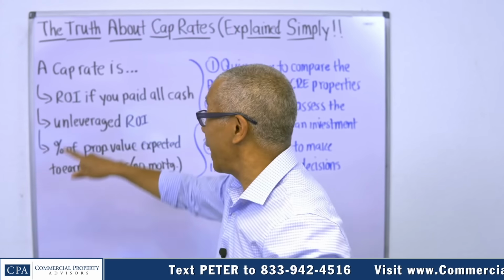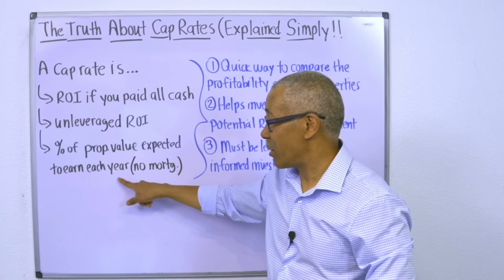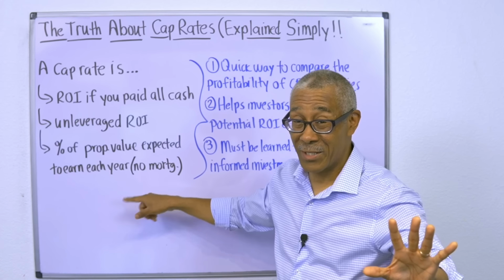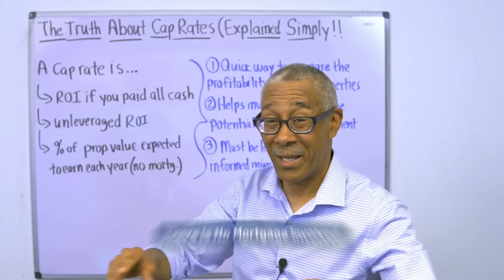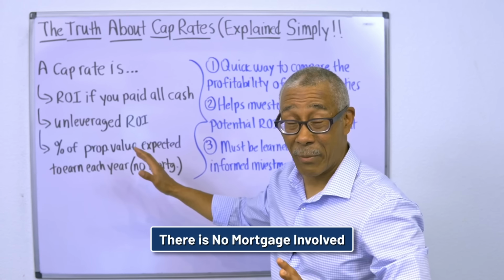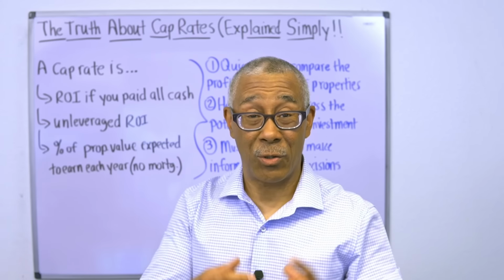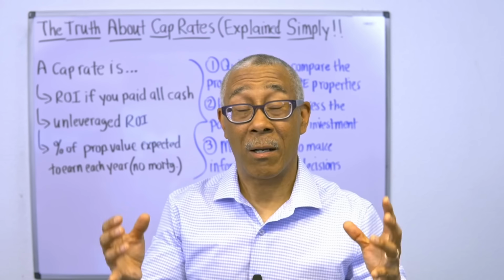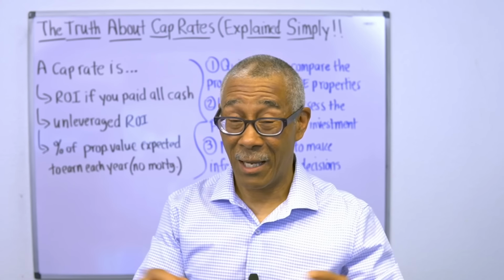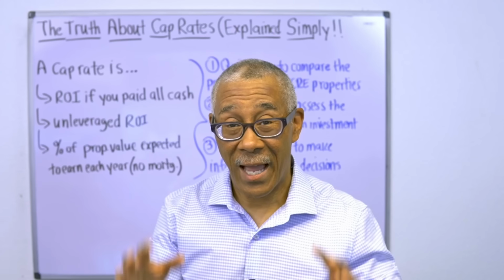And then the third one is the cap rate is a percentage of property value expected to earn each year without considering a mortgage. So can you see the common theme here? There's no mortgage involved in calculating your cap rate. If you want to use your mortgage and calculate an ROI, that's what we call a cash on cash return. Completely different. We'll do that next, but that is what a cap rate is.